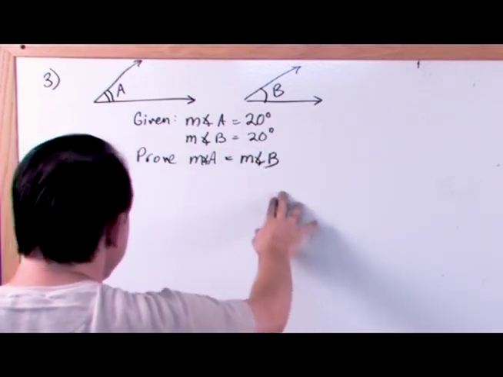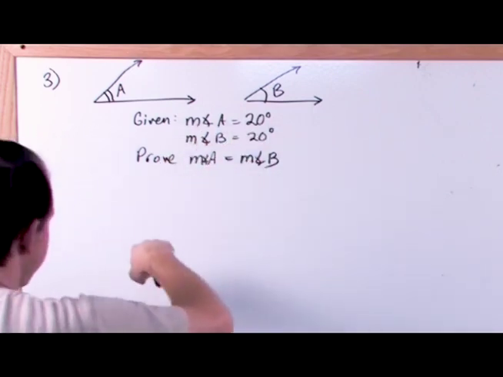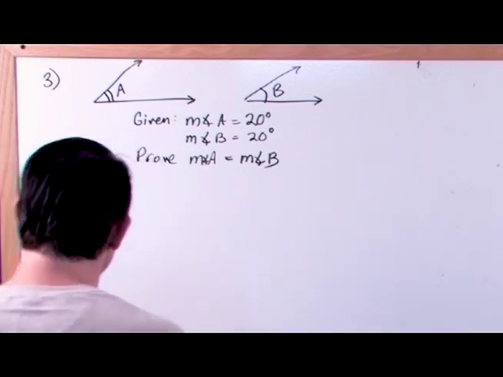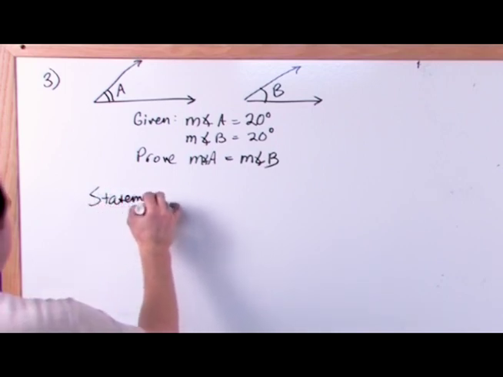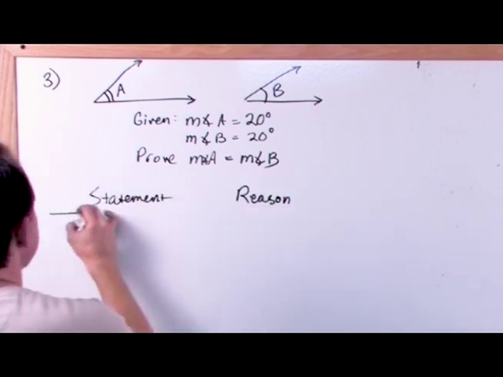Now you may think this is pretty simple. I mean, in fact, it is simple. This angle is 20 degrees and this angle is 20 degrees. Prove that they're equal to one another. Well, it's true, but on a test, you can't just say this is true. You have to actually prove it. So statement and reason.